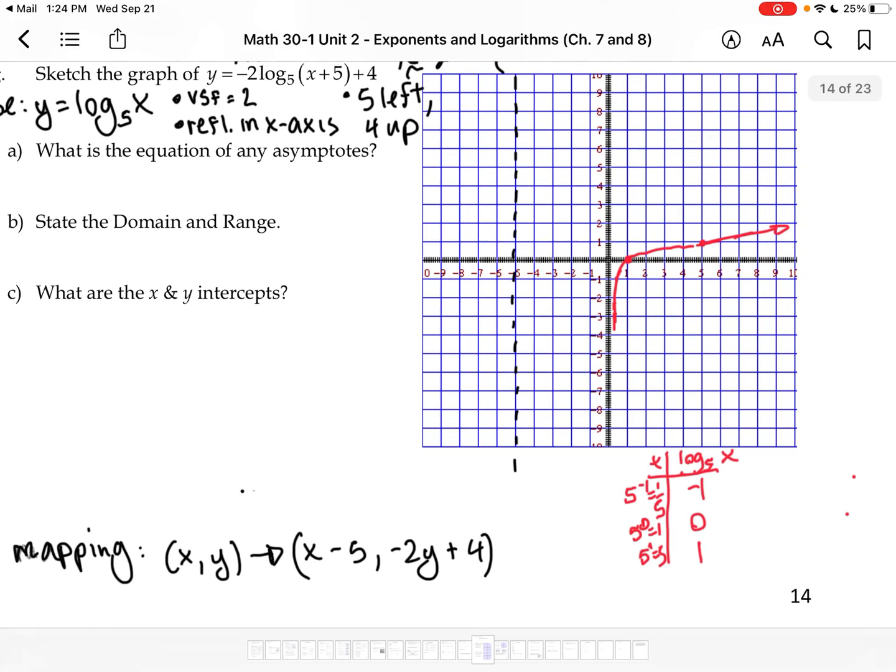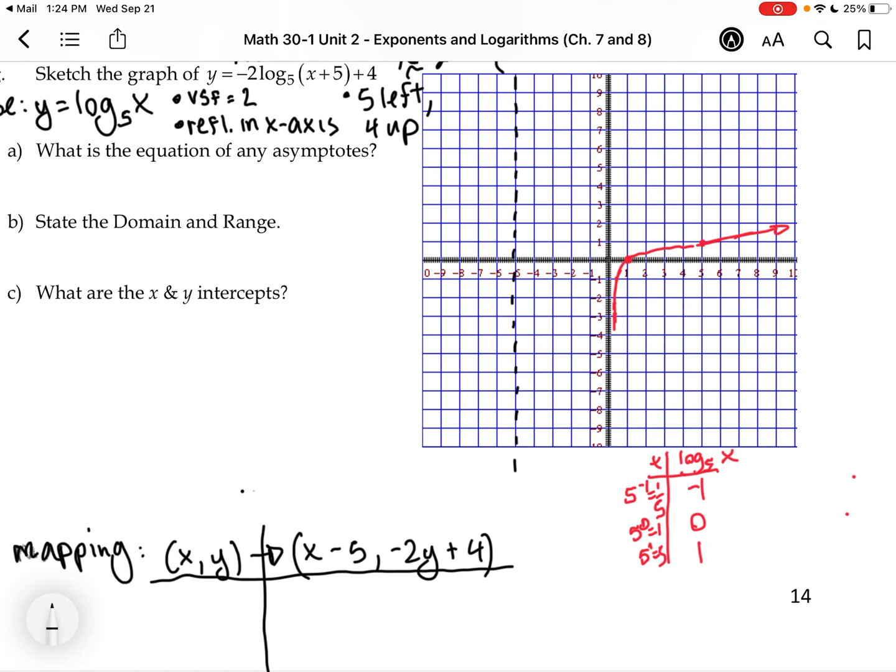Oh, I'm running out of room here. I'm not using my smartboard, so I can't just extend the page. So I'll see if I can squish it in. The point 1/5, you can think of that as 0.2. That might be an easier way of doing it. And then -1 will be mapped to 0.2 minus 5 is -4.8. And then this would be -2 times -1 is 2 plus 4 is 6.